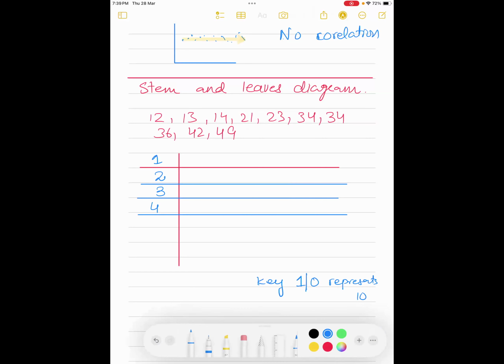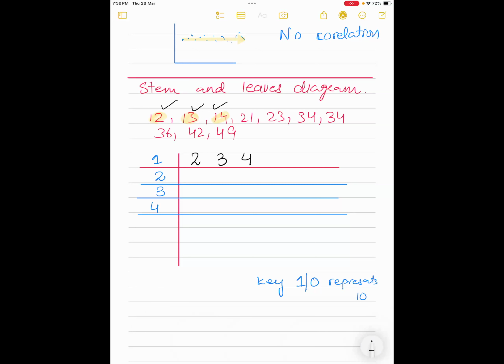So now the ones are 12, 13, 14 only. Let me write in an arranged manner. Sorry, I will write 2 first because 12 comes first. 12, 13, 14. I'm done with these three. Look at 21, 23. Okay, done. 34, 34, 36, 42, 49. So this is the stem and leaf diagram.